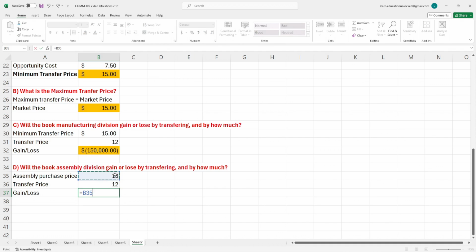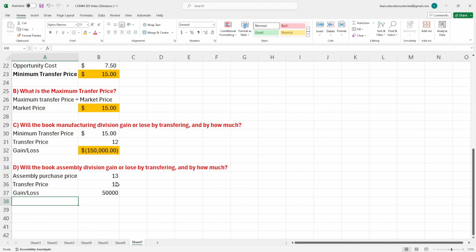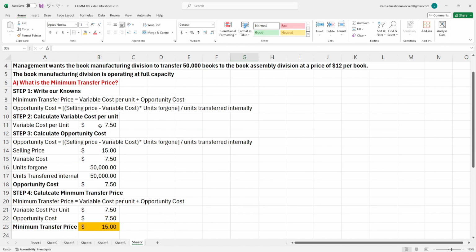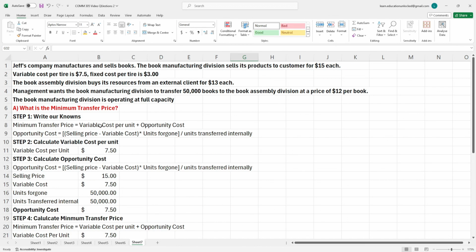What we'll do is 13 minus 12 times 50,000, which is the amount of units transferred. And we can see we have a gain of $50,000. So that is it. This is all you have to know for chapter 9. It's not a big chapter for the final exam, but these are some of the questions that they may ask you.